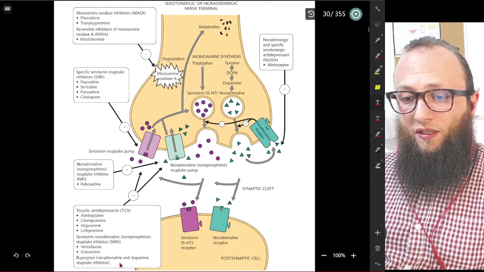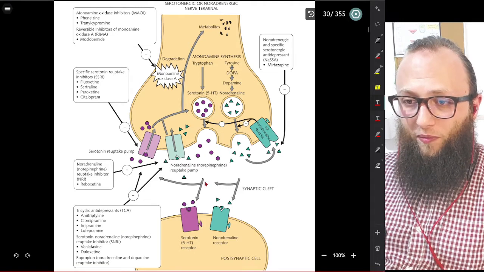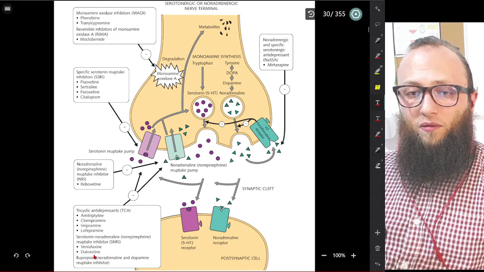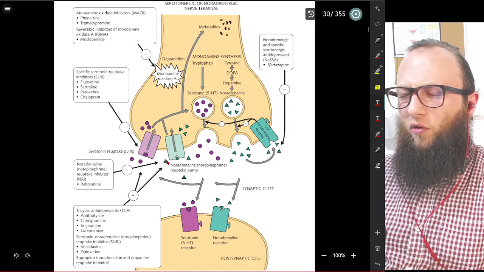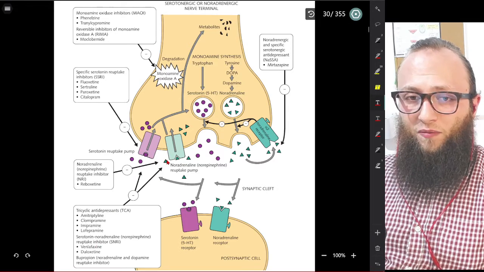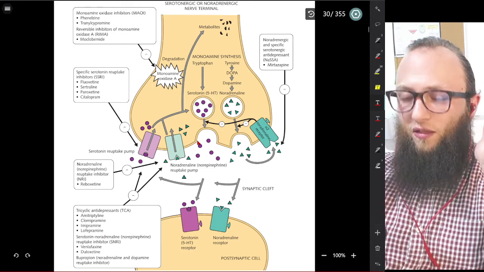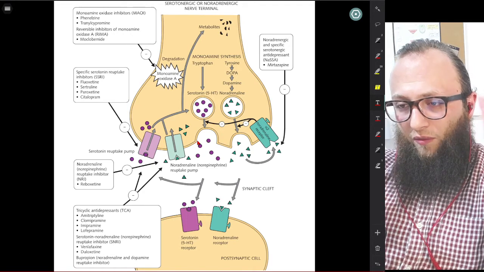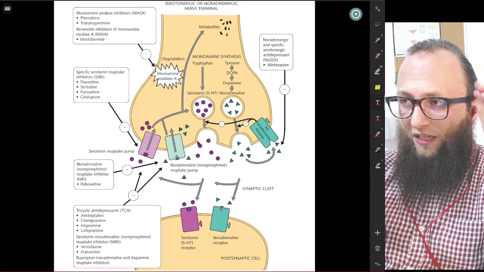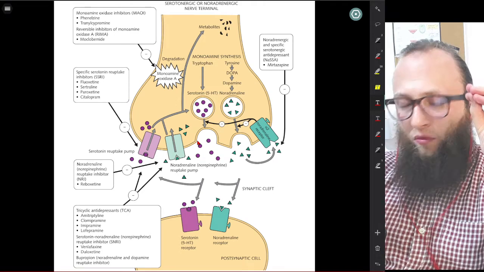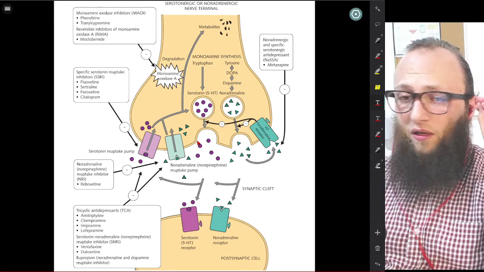Bupropion is a noradrenaline and dopamine reuptake inhibitor. It works on noradrenaline and dopamine. Dopamine is not mentioned here, but it has the same effect of increasing the monoamine neurotransmitter concentration. So in general, you can see here that all antidepressants work to that end, to increase monoamine transmitters within synaptic clefts generally.